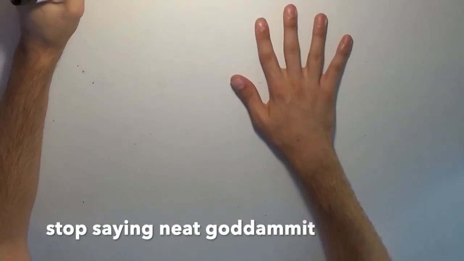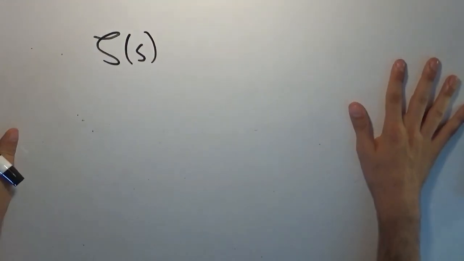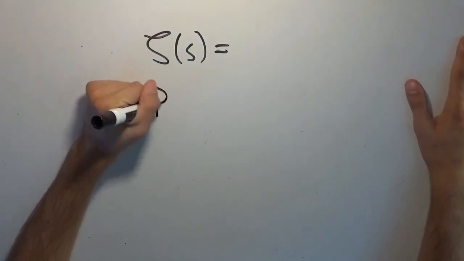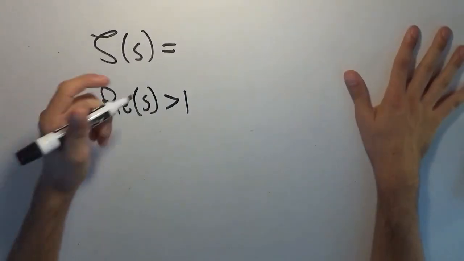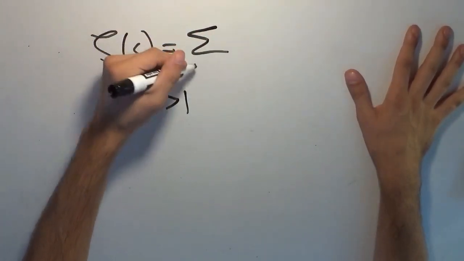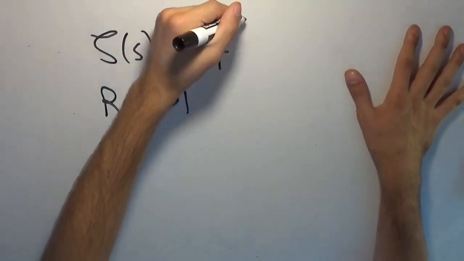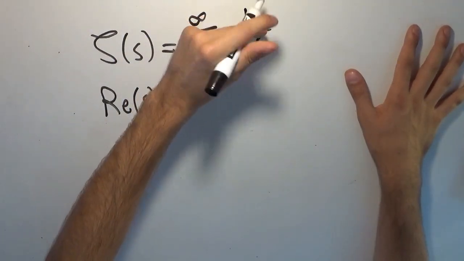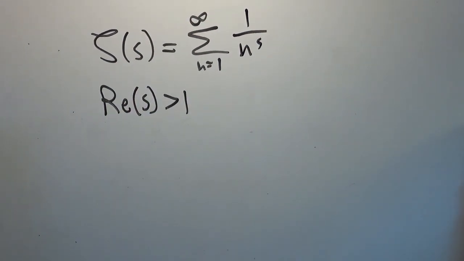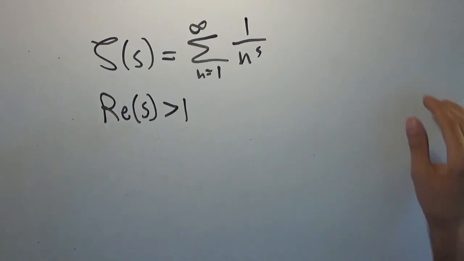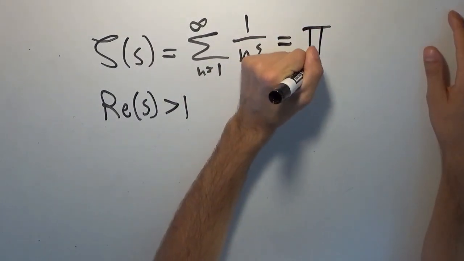So, the Riemann zeta function, usually denoted capital zeta of s, is defined when the real part of s is greater than 1. Then this definition holds: it's the sum from n equals 1 to infinity of 1 over n to the s. And what our amazing forefather of mathematics, Papa Euler, was able to show is that this is equal to a product over the primes of all things. So a product over all the prime numbers.